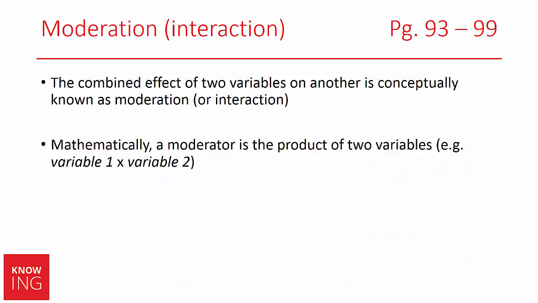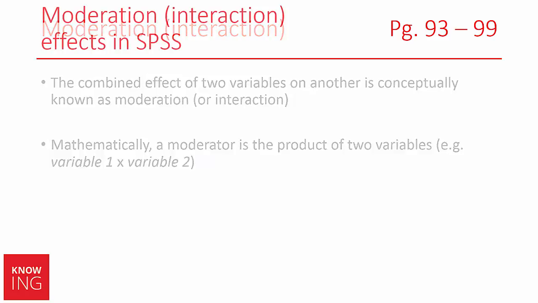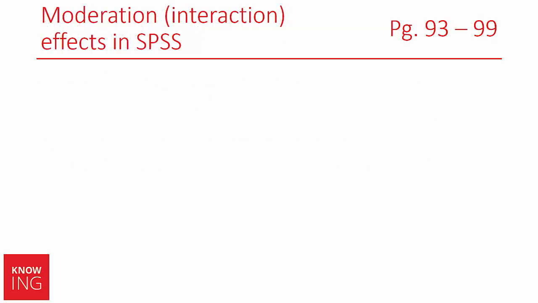So, in other words, the combined effect of two variables on another is conceptually known as moderation or interaction. Now, mathematically, a moderator is the product of two variables, which just means you multiply two variables together. Let's see how we would look at interaction now in SPSS.